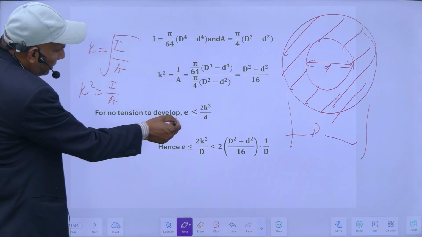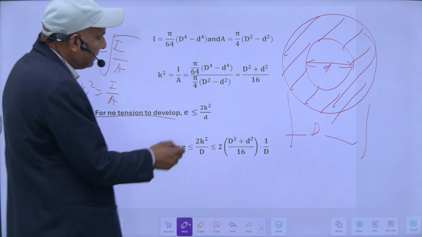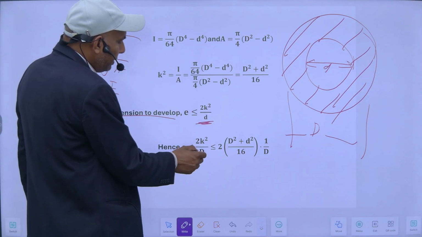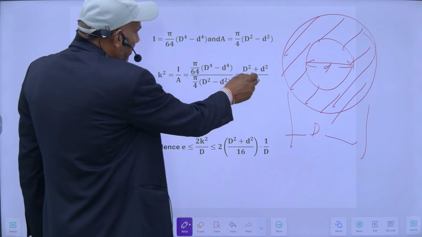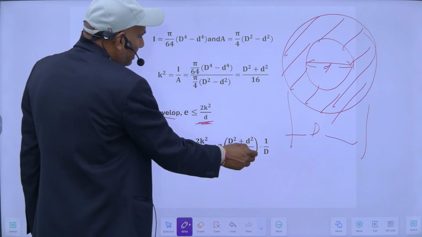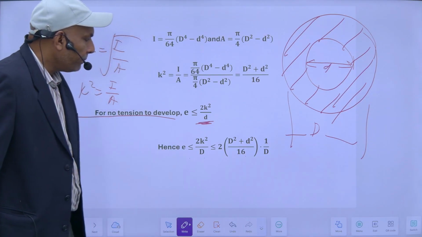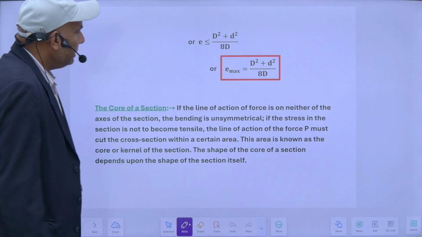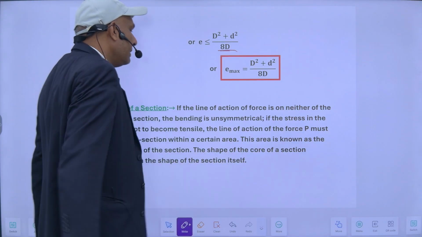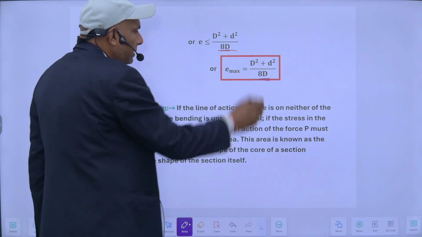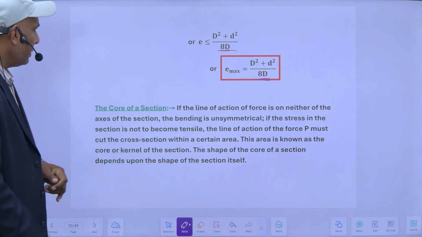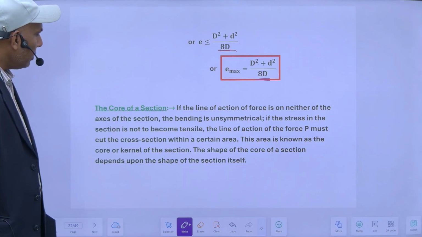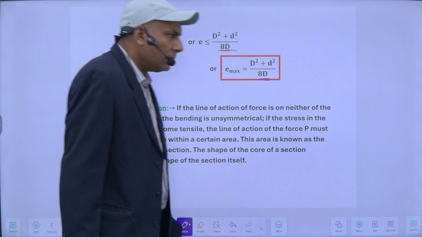So for no tension to develop here, my E should be less than or equal to this. If I put the value of K square here, it will become 2 times D square plus d square upon 16, divided by this D. So it will become D square plus d square upon 8D. So the maximum eccentricity can be D square plus d square upon 8D. So this is in case of hollow circular sections. Core of a section. What is the core of a section? Core or kernel.